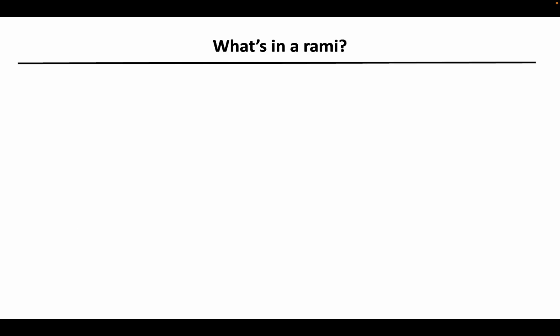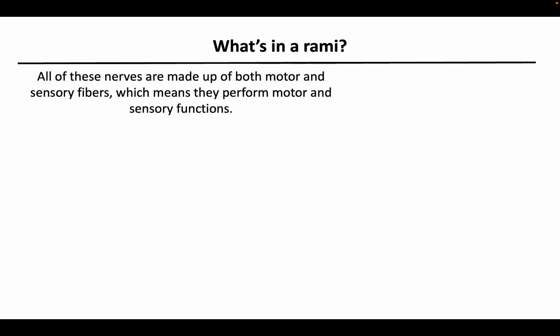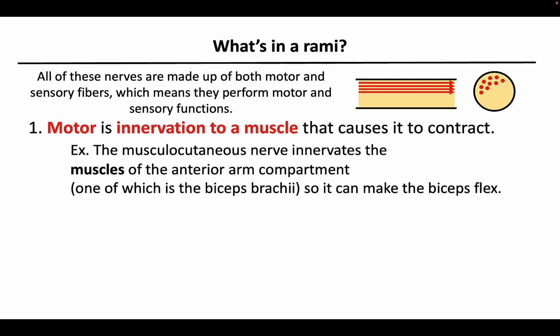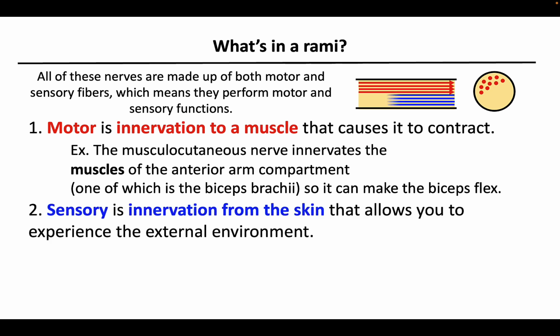Let me show you an example of a rami that we know. Rami are made up of both motor and sensory fibers, which means they perform motor and sensory functions. Motor is the innervation to a muscle that causes it to contract. Here's our example. Musculocutaneous nerve innervates the muscles of the anterior arm compartment. It makes them work. It makes the biceps flex.